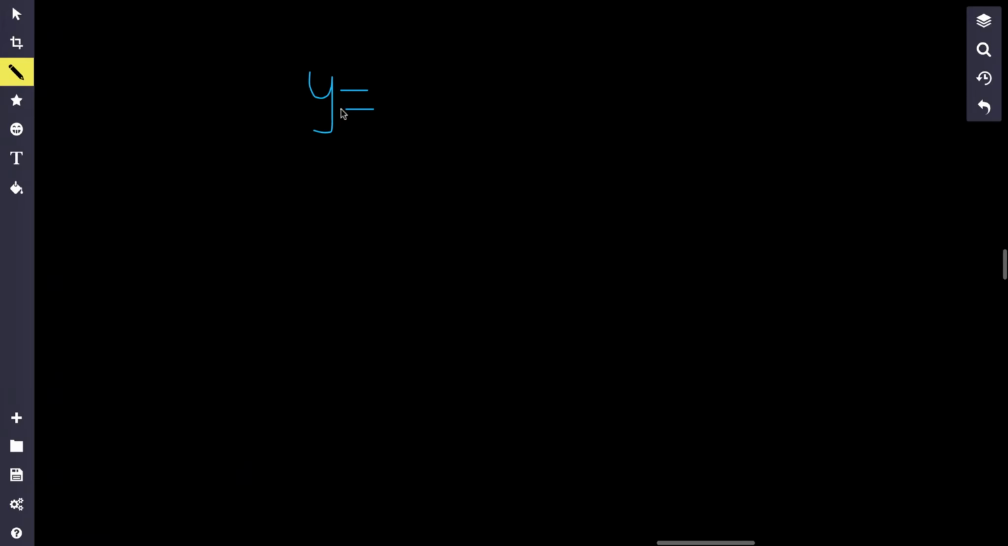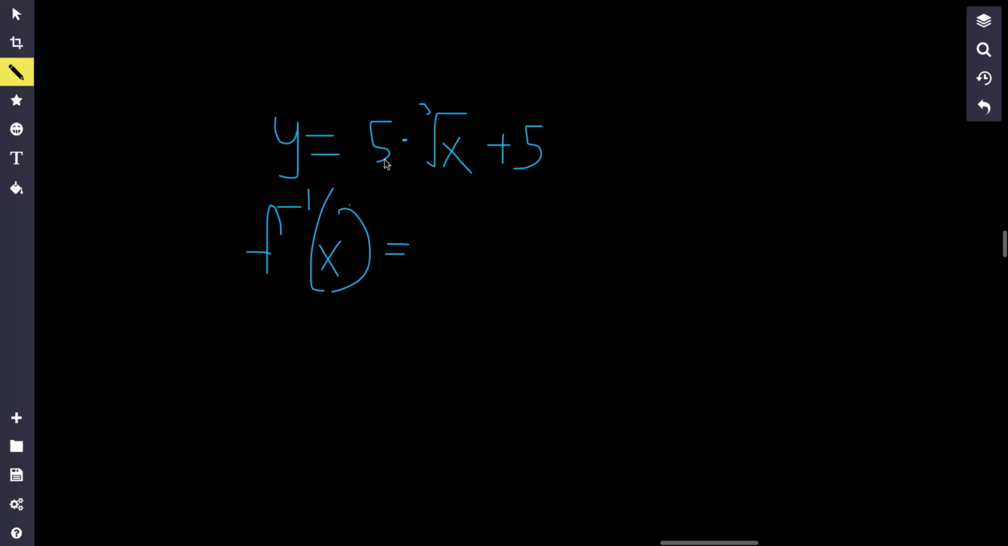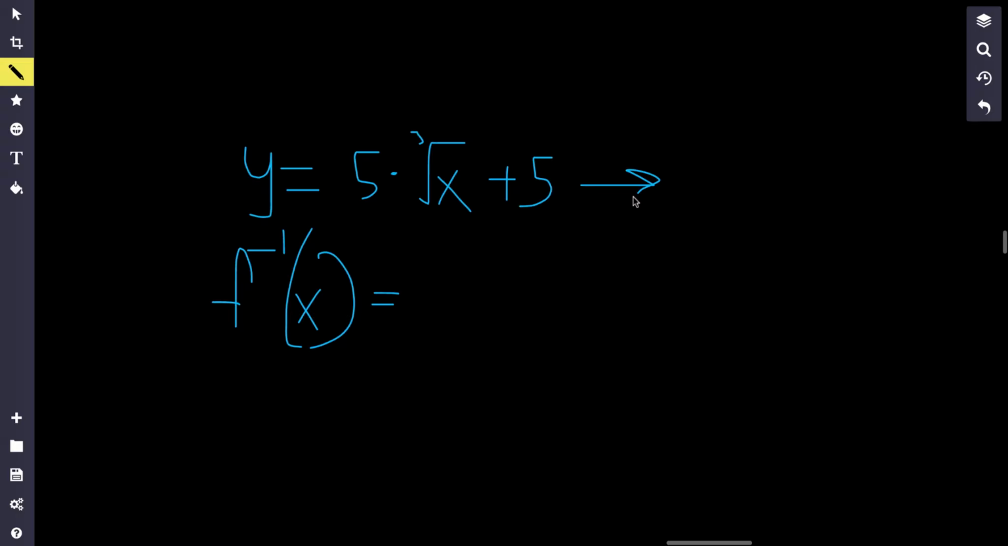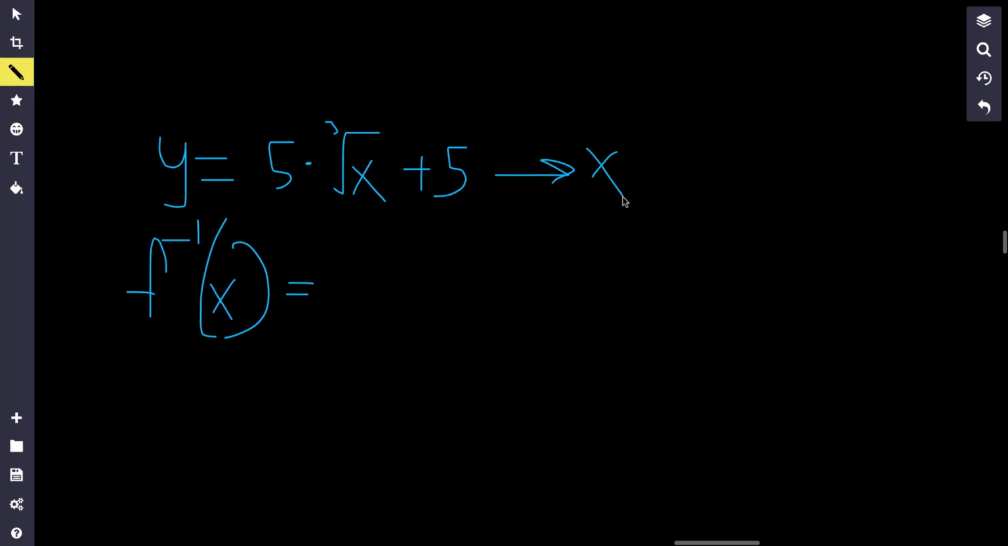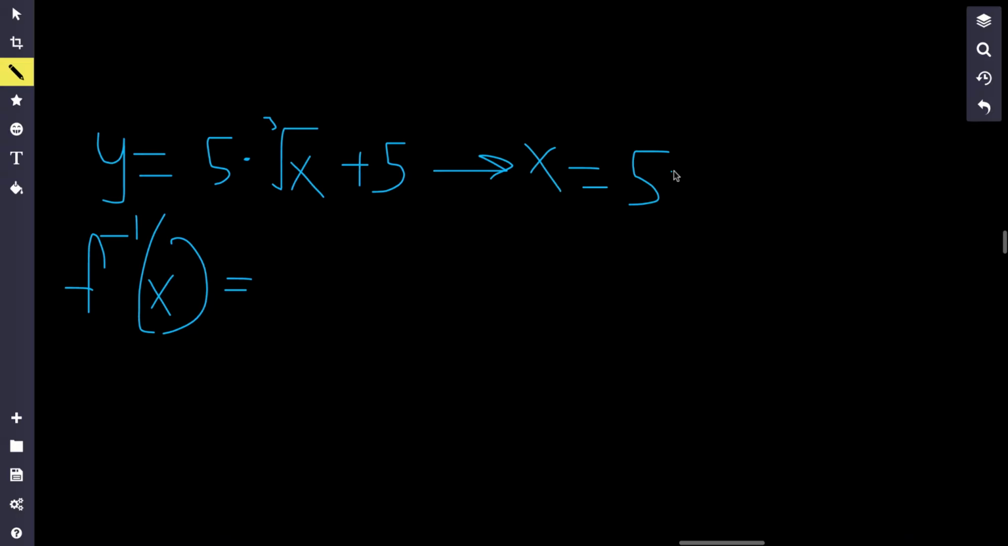Now let's say I have y is equal to 5 times the cube root of x plus 5. Let's say I want to find the inverse function for this. So how do we do this? Remember, your first step should be switching the x and y's. And get x is equal to 5 times the cube root of y plus 5.